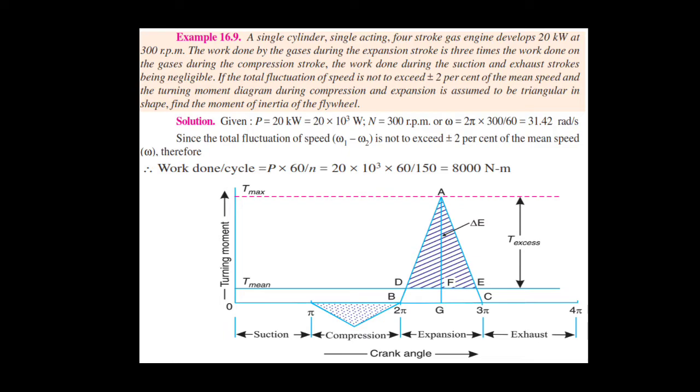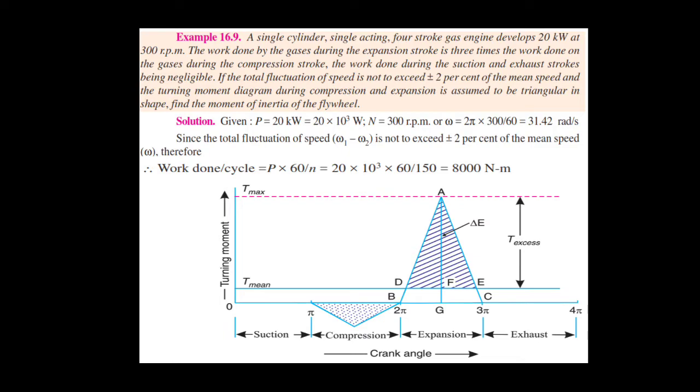The relation is given in the statement. The work done during the suction and exhaust strokes is negligible. So this is the first model problem. The total fluctuation of speed is not to exceed plus or minus 2% of the mean speed. The meaning of plus or minus 2% is plus 2 and minus 2.